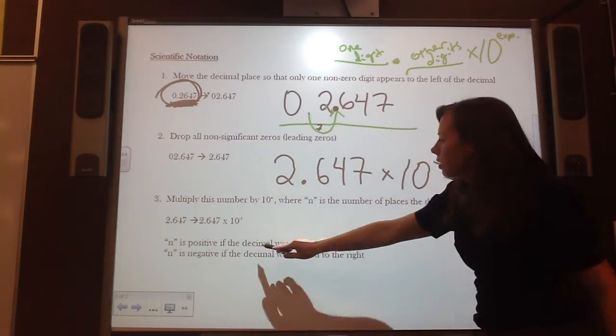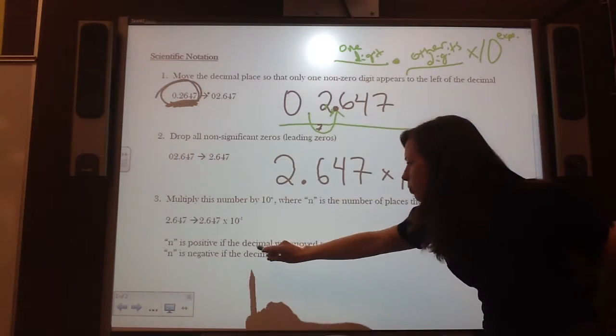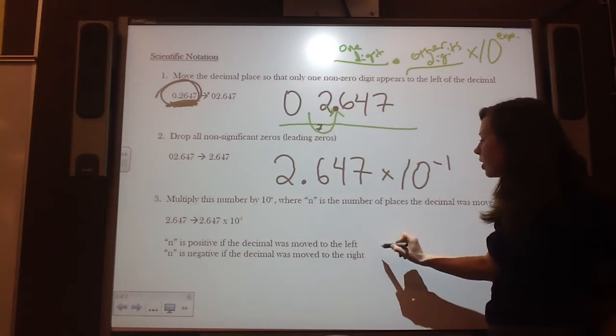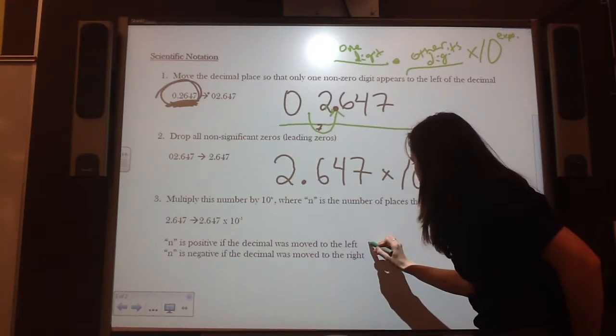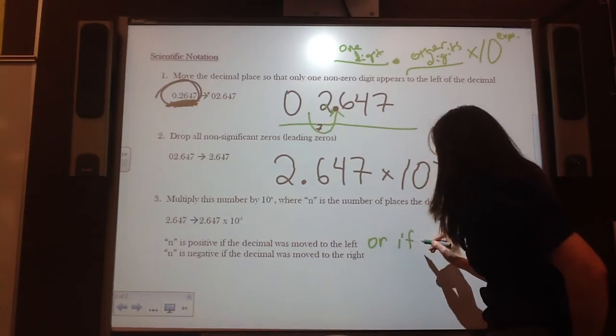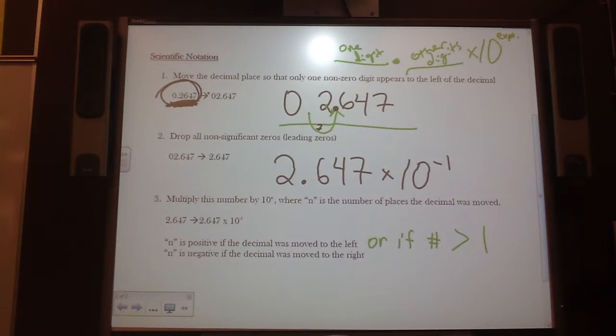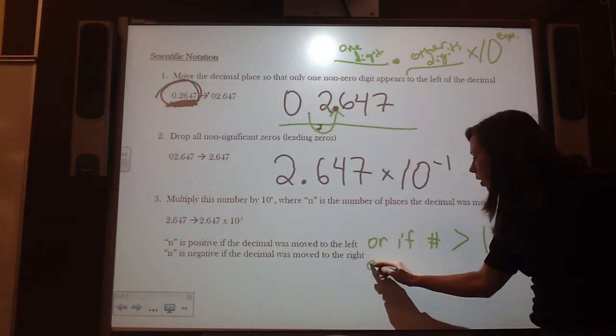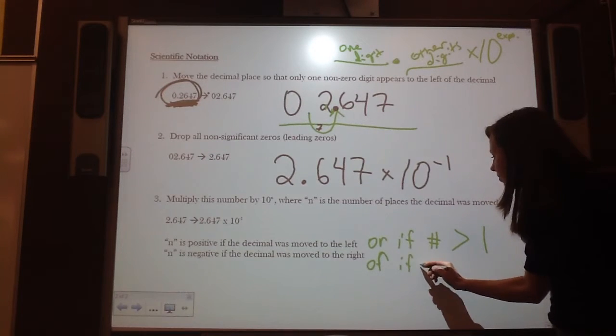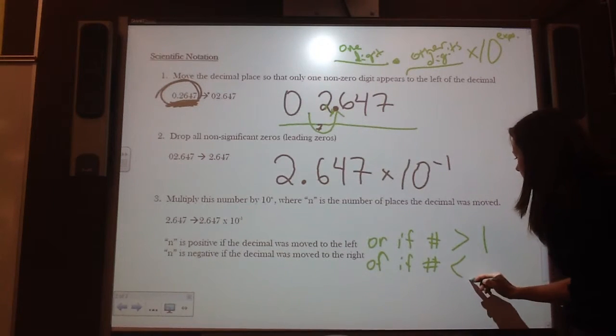Okay? So let me, with your summary here: n is positive if the decimal was moved to the left, or if the number is greater than 1. That's how you can determine. n is negative if the decimal was moved to the right, or if the number is less than 1.